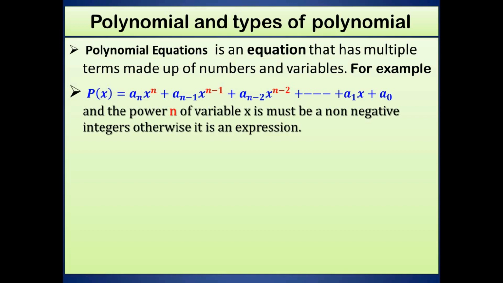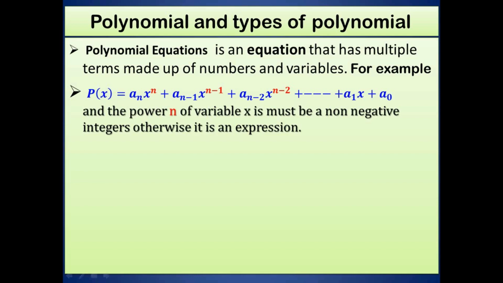The first condition is that polynomial equations are made up of numbers and variables, but one more thing you have to be careful about is the power n. This power n, described in red, the power n of the variable x, must be a non-negative integer. Non-negative integers mean that a minus 2, minus 3 or minus 4 never comes. If a power of minus 1, minus 2 or minus 4 appears, then it is not a polynomial, it becomes an expression. That is the main difference between polynomials and expressions.